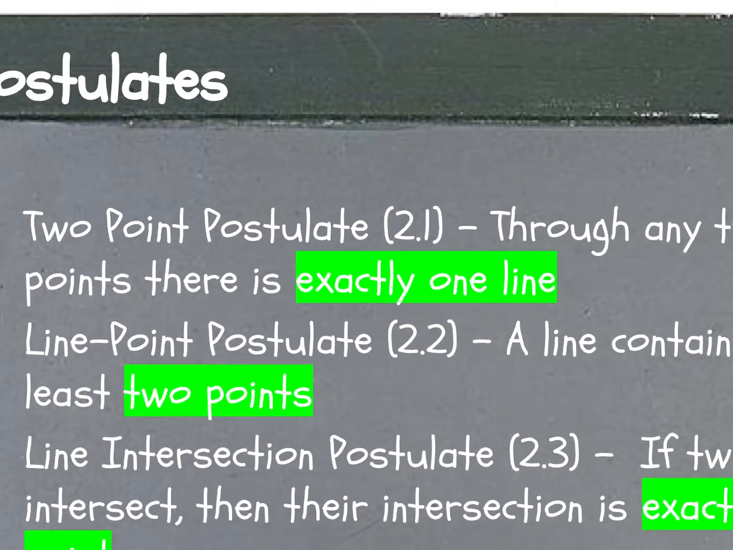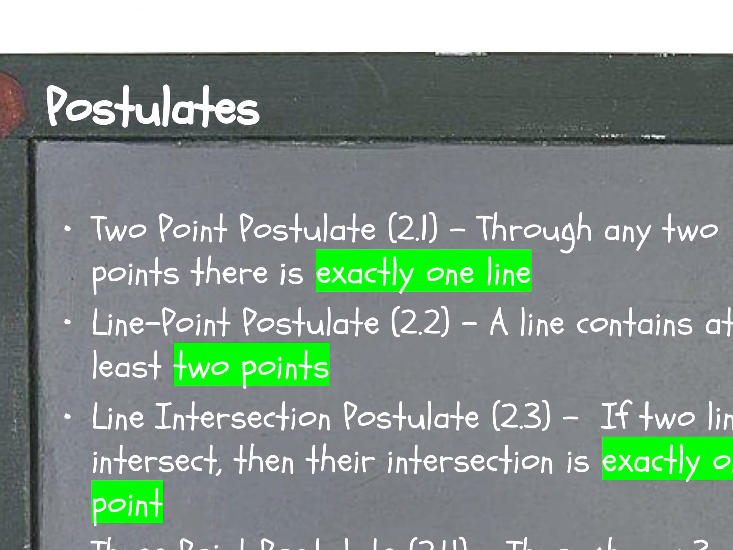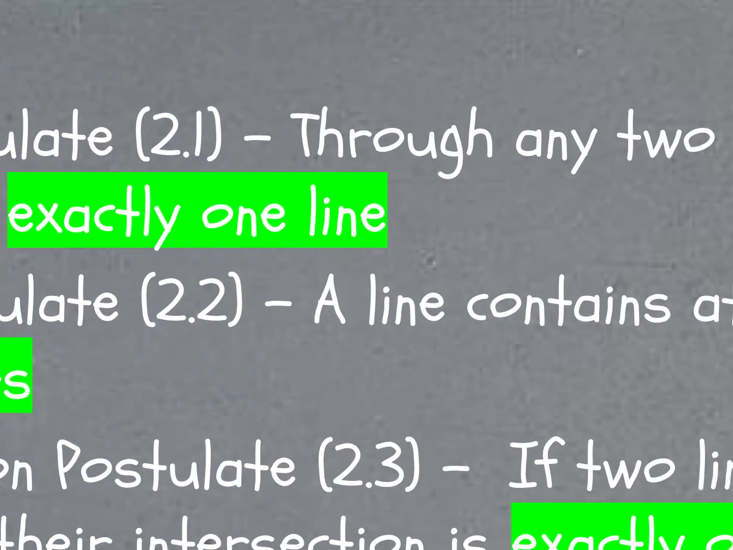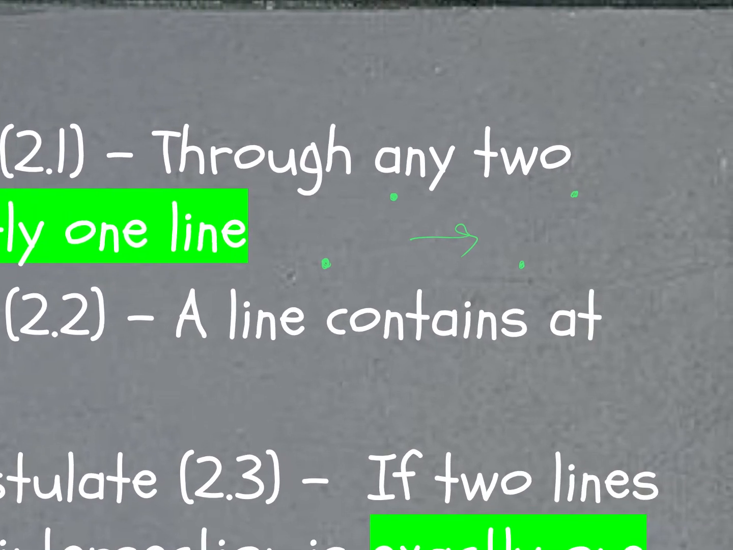Okay. For the first one, guys, it says through any 2 points, there is exactly 1 line. We're going to start with 2 points. So draw 2 points. And we're going to infer that through those 2 points, we draw what? A line.